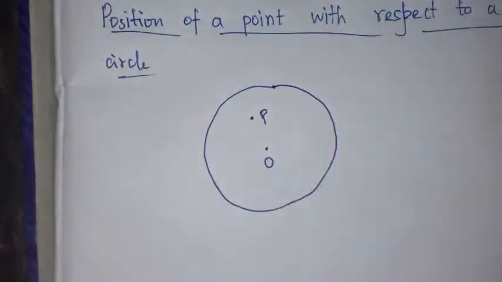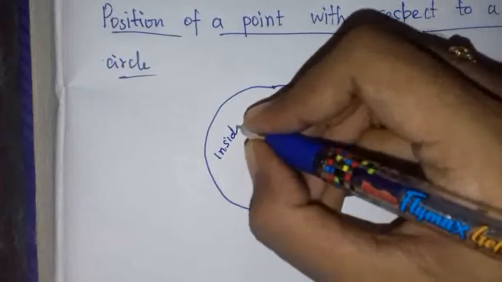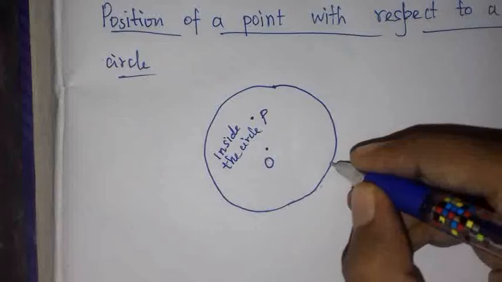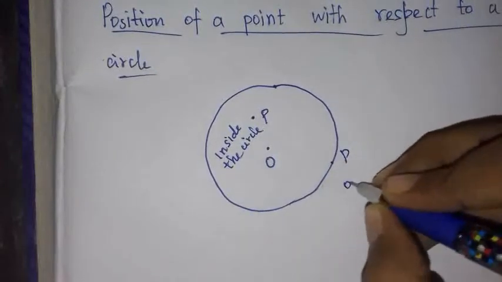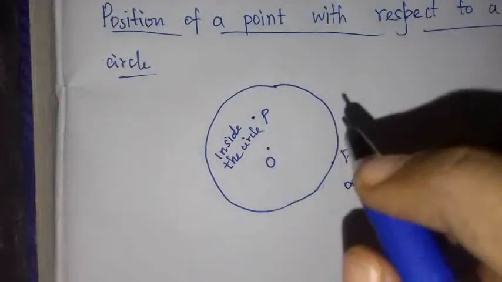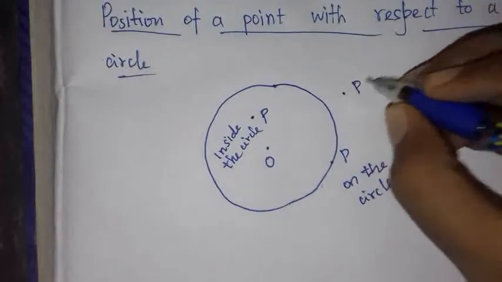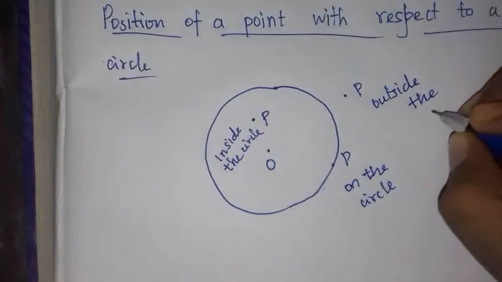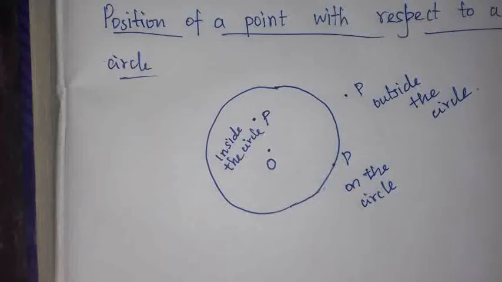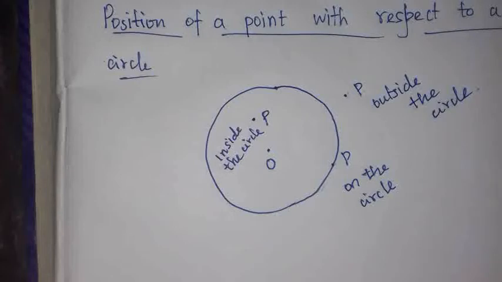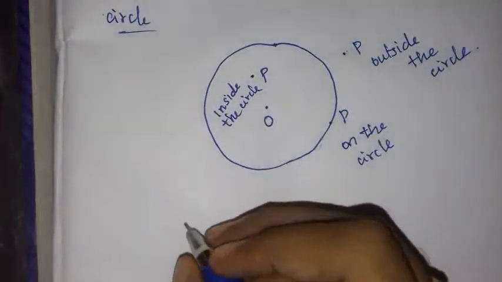This point lies inside the circle. Now we are going to mark another point on the circle. This is on the circle. Now we are going to mark another point outside the circle. Have you all understood this? We have marked a point inside the circle, outside the circle and on the circle. Now we are going to see the distance, that is OP.